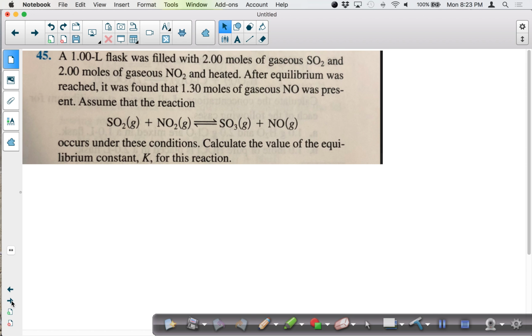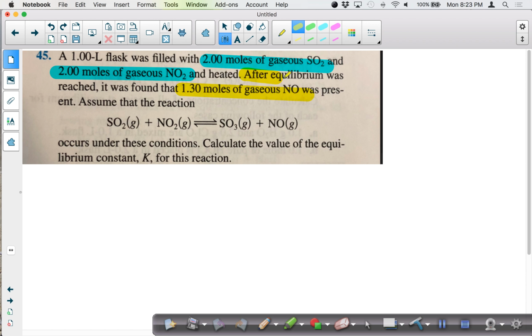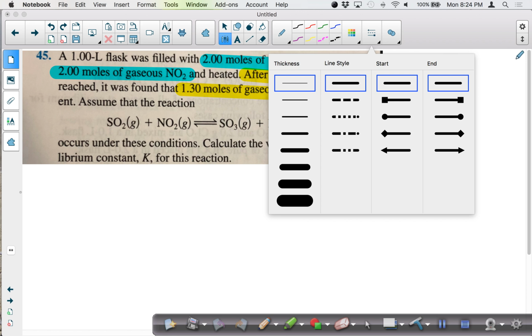So for example, we might see a question like this, where they're giving us a 1 liter flask filled with 2 moles of SO2 gas and 2 moles of NO2 gas that are heated. They're in a 1 liter flask, so that means that the molarity is the same as the number of moles when we divide it out. They're telling us the amount of gaseous NO that's present after equilibrium, and they're giving us our overall reaction that we're going to compare it to.